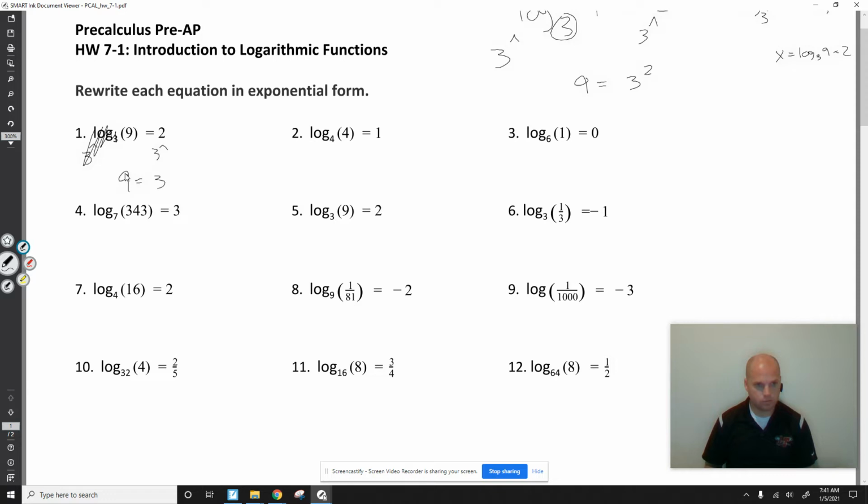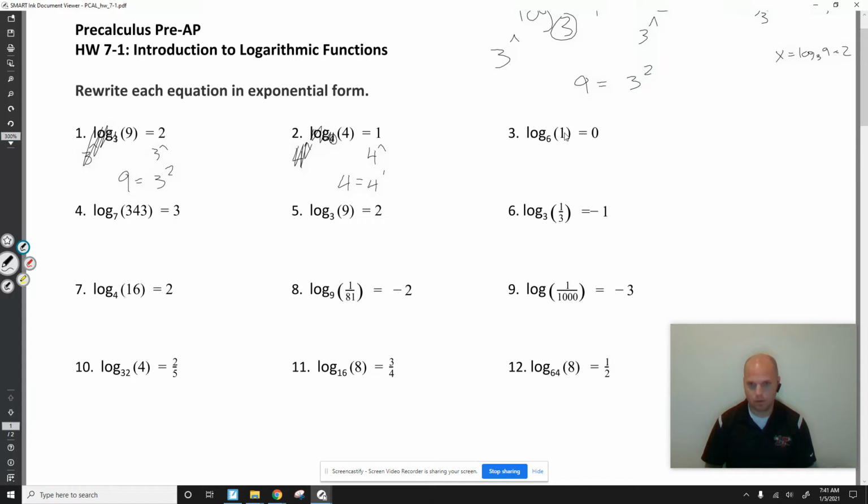9 equals 3 squared. Here the base is 4, so I take 4 to the power. Well, log base 4 of 4 is like, 4 to what power is 4? 1. Okay, so to show that log base 4 of 4, 4 to the power, a 4 to the log base 4 undoes each other, leaves you just this 4. 4 equals 4 to the first power.